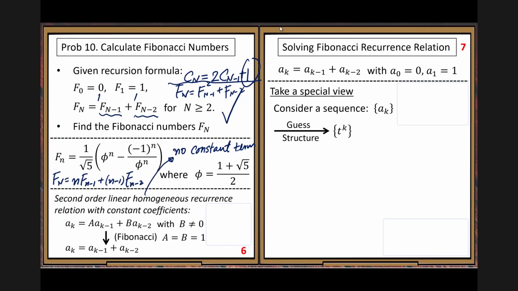t to the kth power. This sequence, we can call a geometric sequence. Okay? Not an arithmetic sequence, a geometric sequence. But the question is, why do you make this guess? Not very intuitive, right?